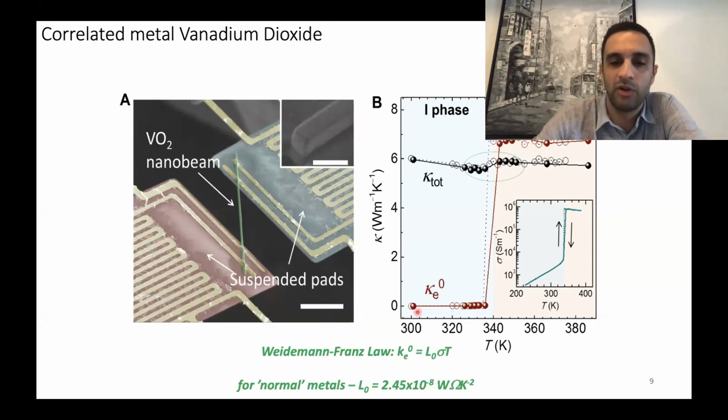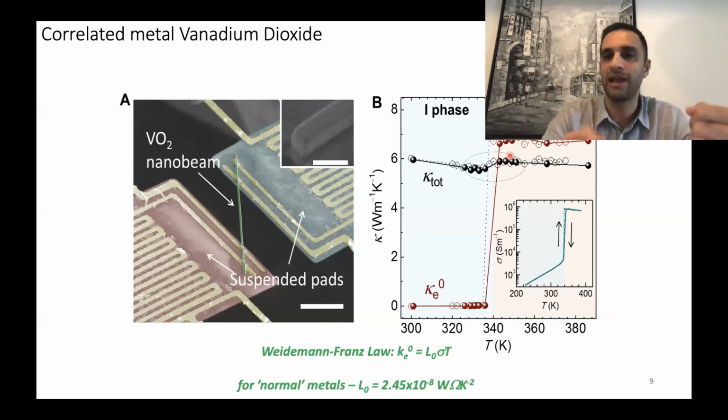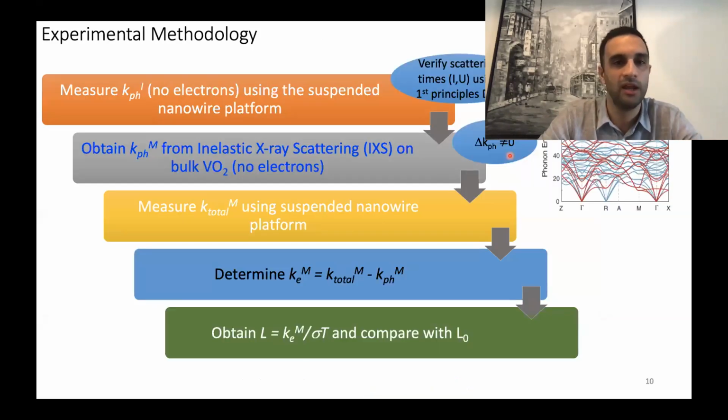When it's an insulator, you can imagine the conductivity is very, very small. So the KE naught is 0. But what you would expect to have in the metallic phase is that the electronic part of thermal conductivity is actually higher than the total value of thermal conductivity. This is anomalous behavior. There's no reason why this should happen, because all the electrons that are suddenly occupied, once you go through the structural transition, you have a lot of electrons that are contributing to conductivity. They should also be contributing to the thermal conductivity because they carry energy and charge, right? But that does not happen in this case. So what's the reason behind that? This took us down a path which took 3 years to finish this work.